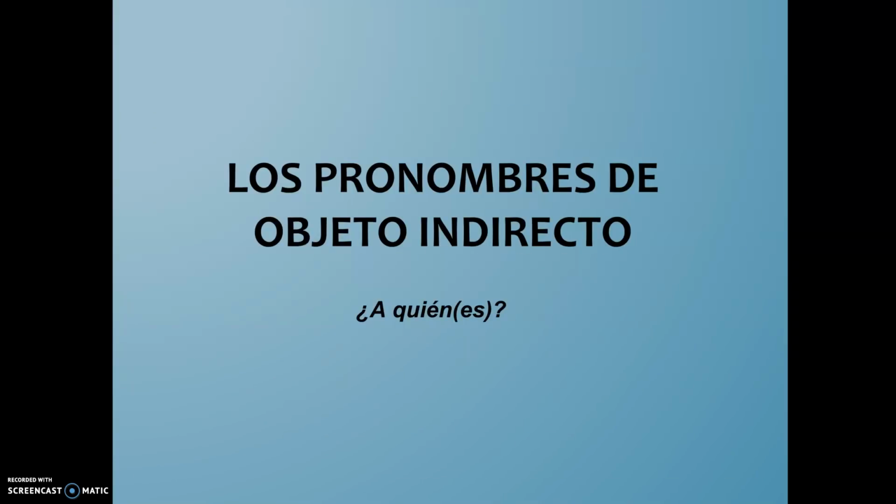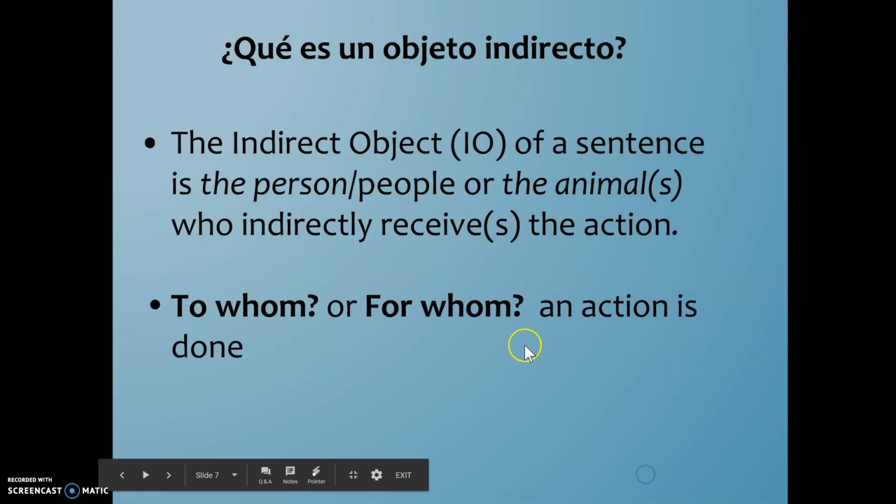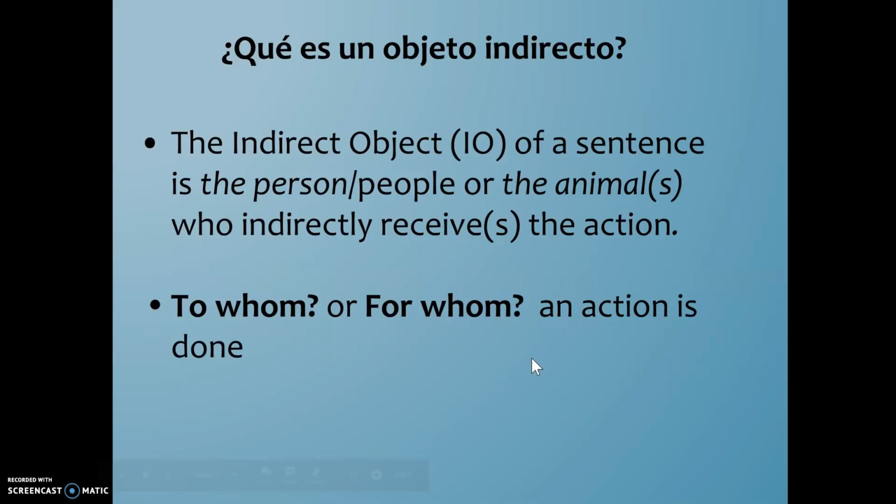Okay, los pronombres de objeto indirecto only deal with people or animals. So it never has to do with items. They never have to do with buildings or places, only people or animals. So un objeto indirecto, or IO, of a sentence is the person, or the group of people, or the animal or animals who indirectly receive the action.